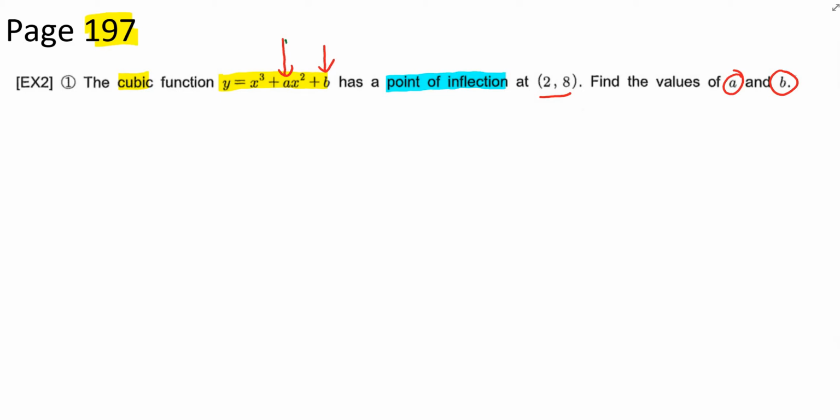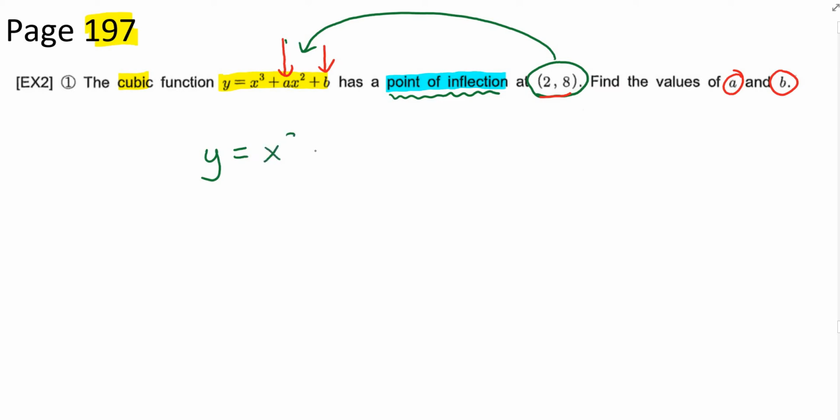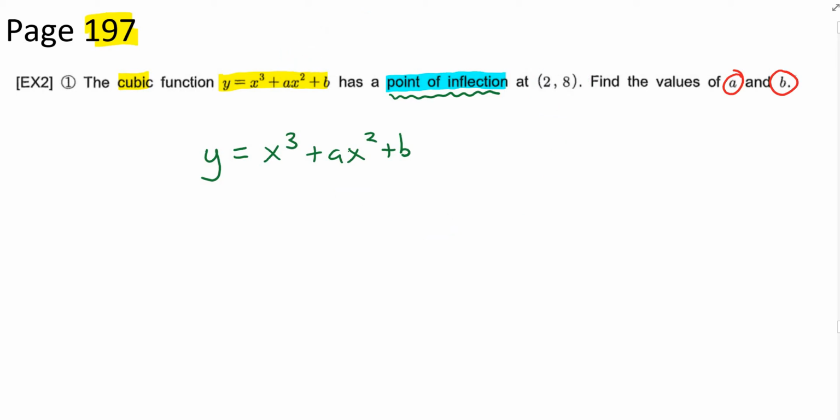Okay, so one thing that you have to recognize is that if you're given a point of inflection, which is at the point (2, 8), this point of inflection is actually a real point on the original function. So (2, 8) is a point on that graph. So if I take my function here, which is y equals x cubed plus ax squared plus b, I know for a fact that this point (2, 8) is on that graph. So what I can do now is label this 2 as the x value, and this 8 as the y value.